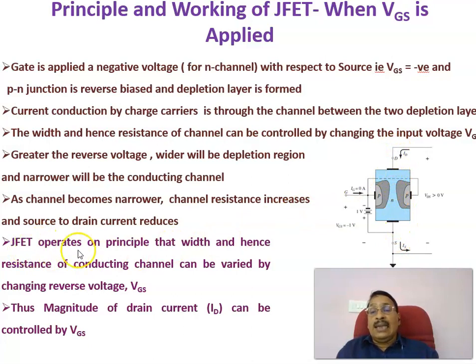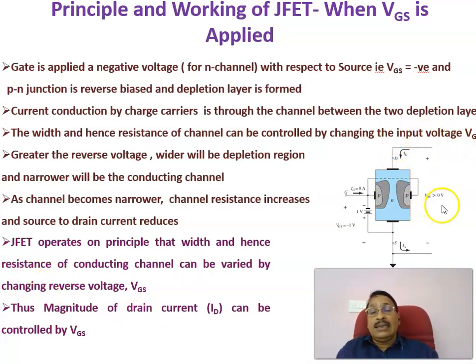JFET operates on the principle that the width, and hence the resistance of the conducting channel, can be varied by changing the reverse voltage VGS. By controlling the magnitude of the reverse voltage between gate and source, you can control the channel width, or you can control the resistance of the channel. Thereby, you can control the drain current.